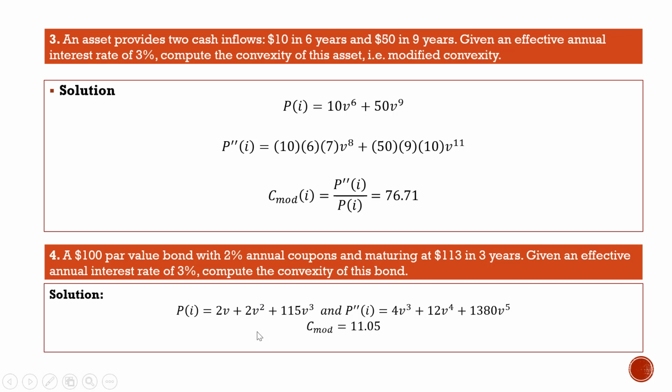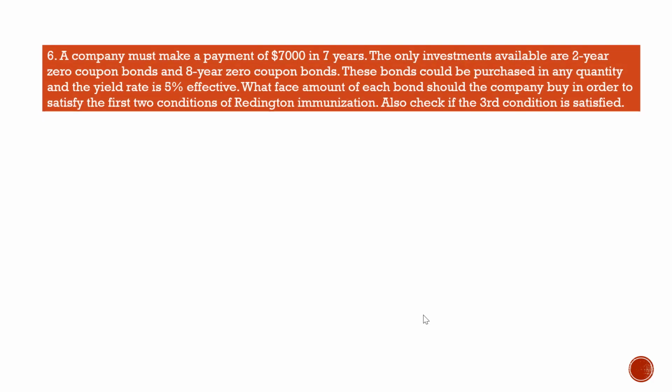At time 2, another coupon of $2 is paid. And at time 3, we got one coupon of $2 and the redemption value 113, so we got $115 at time 3. And then we differentiate twice. We got the second derivative of P at i equal to 4v^3 plus 12v^4 plus 1380v^5. And using i as 0.03, so v is 1.03 to the negative 1. So the modified convexity is 11.05.